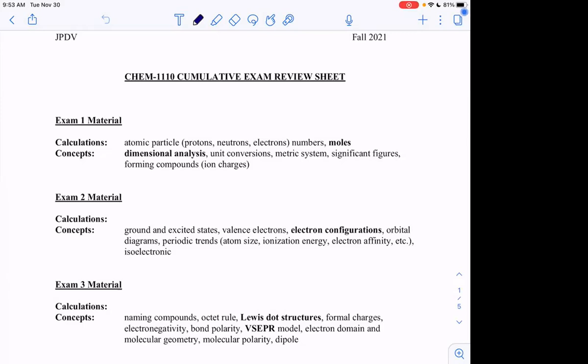Dimensional analysis is something you've been using all semester. You don't have to go back and look at this now. Unit conversions, metric system, stuff we've been using. So I don't expect you to have to spend much time here.